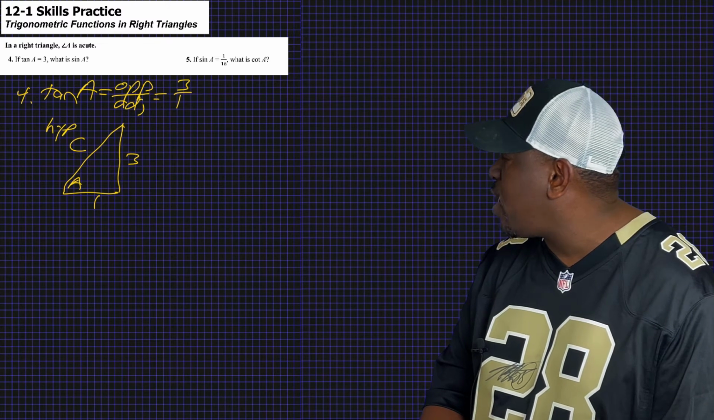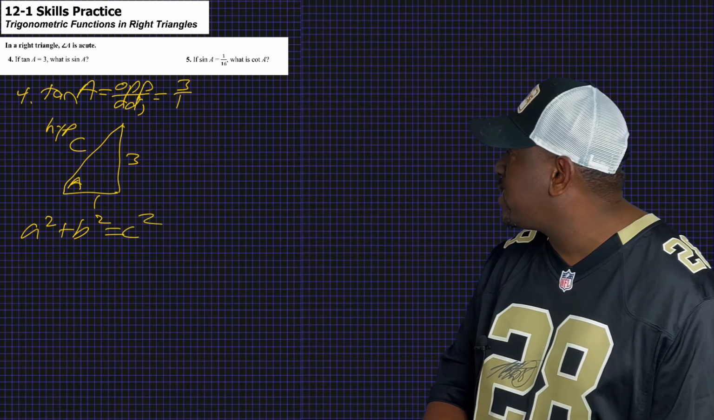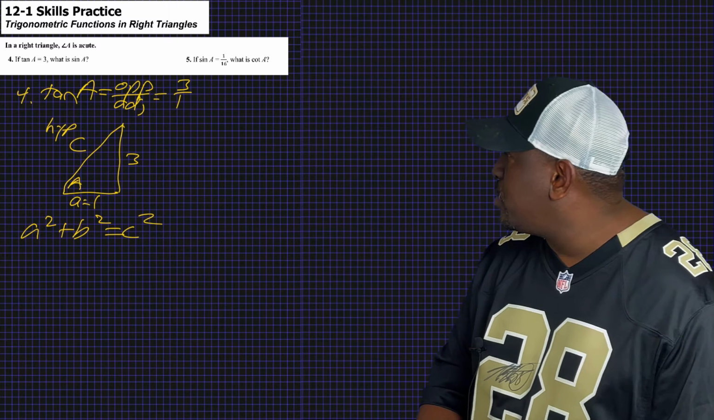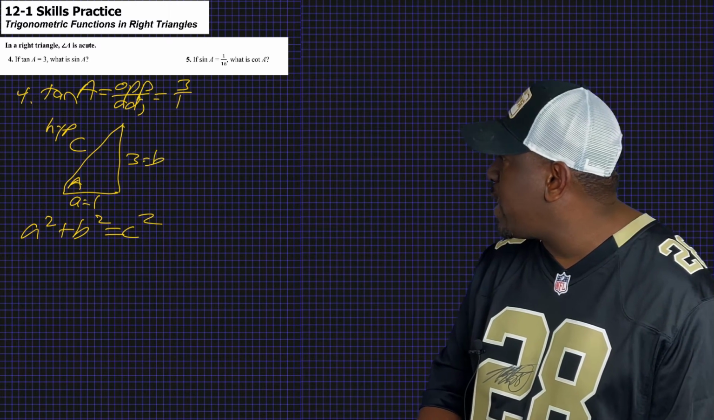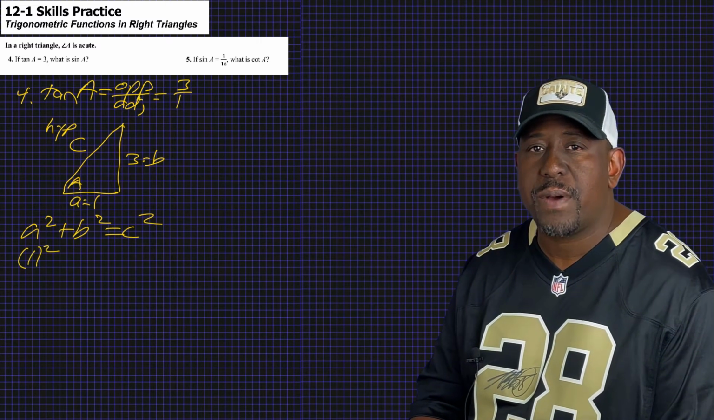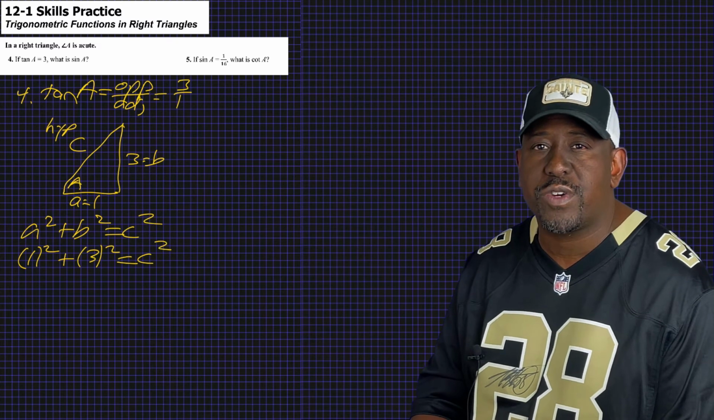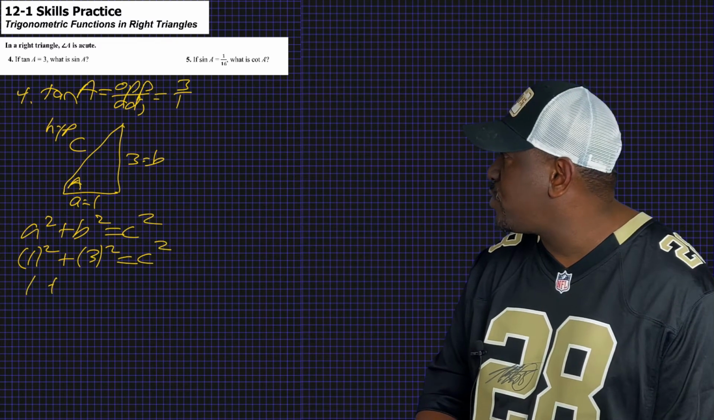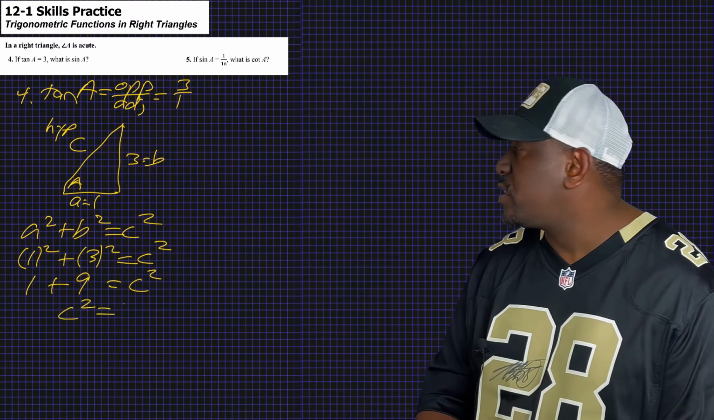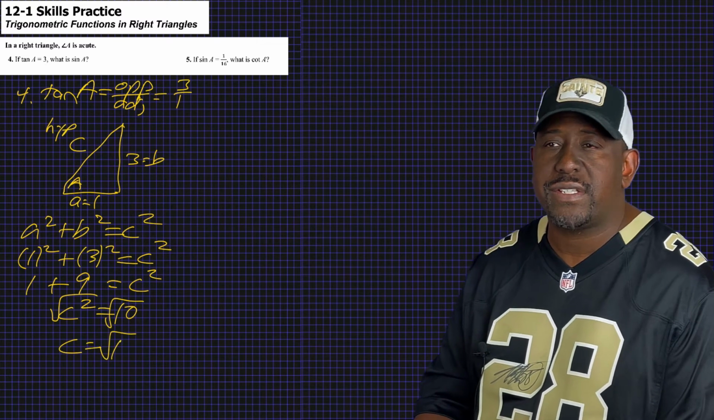We draw a right triangle. I should have put the little square indicating right triangle. And now we have to solve for C like we've been doing. So we substitute 1 for A, 3 for B, and we will solve for the hypotenuse. We will have 1 squared plus 3 squared equals C squared. 1 squared is 1, 3 squared is 9, so C squared is equal to 10. Take the square root of both sides, and C is going to equal the square root of 10.